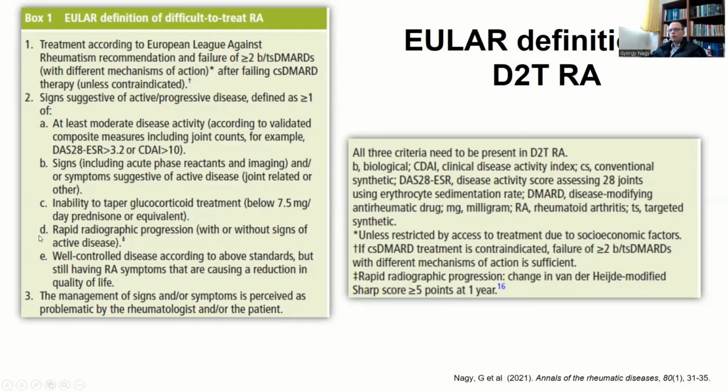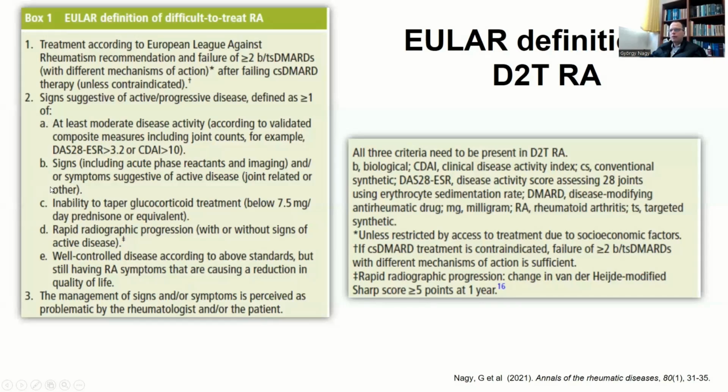The fourth subpoint, D, is rapid radiographic progression, which may happen either with or without signs of active disease. And E is well-controlled disease, but still having rheumatoid arthritis symptoms that are causing a reduction in quality of life. The task force felt it was very important to include this last part of the second point, because in many cases, patients have non-inflammatory disease. For example, patients may have fibromyalgia, and these patients have reduced quality of life, and that might be part of difficult to treat disease as well.